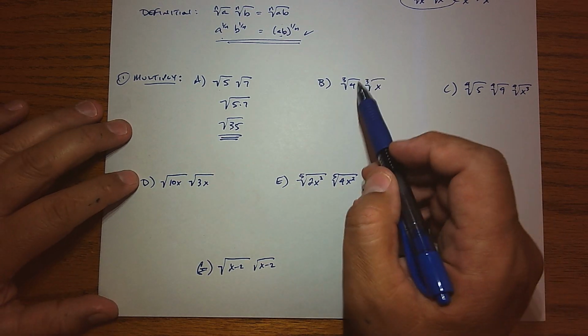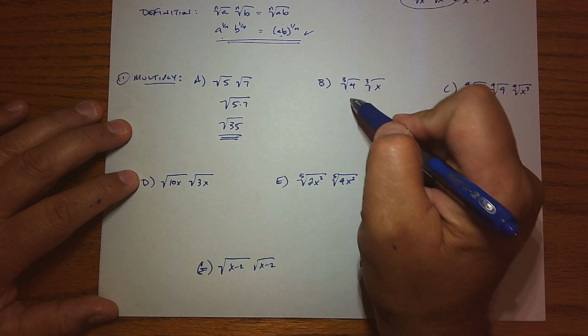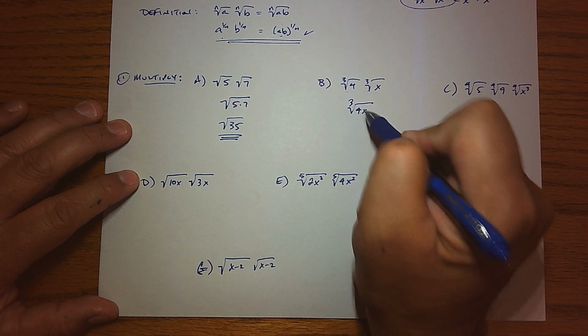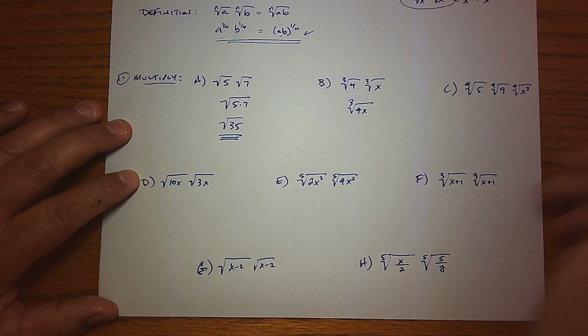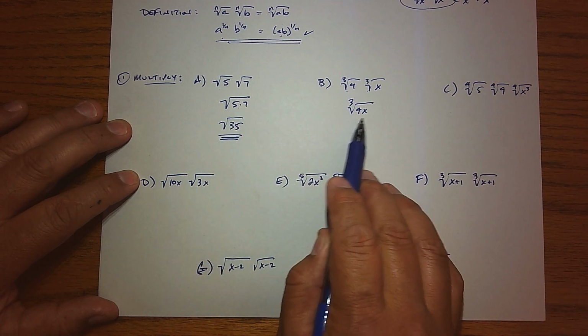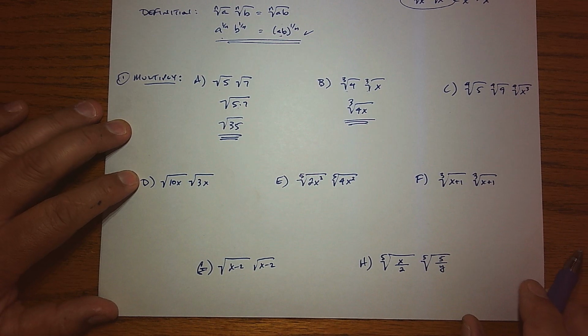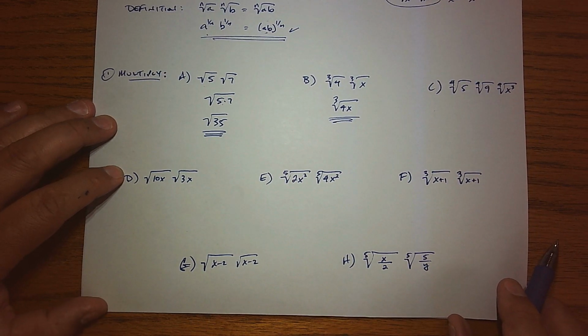The next one, we have two cubed roots. We're multiplying them, so we're going to keep that cubed root and multiply my two radicands. Unlike the previous example where I can perform the multiplication, I can't really perform the multiplication here because we don't know what x is. So this is as far as we can take that. We can't even simplify it anymore, as you'll see in a moment.